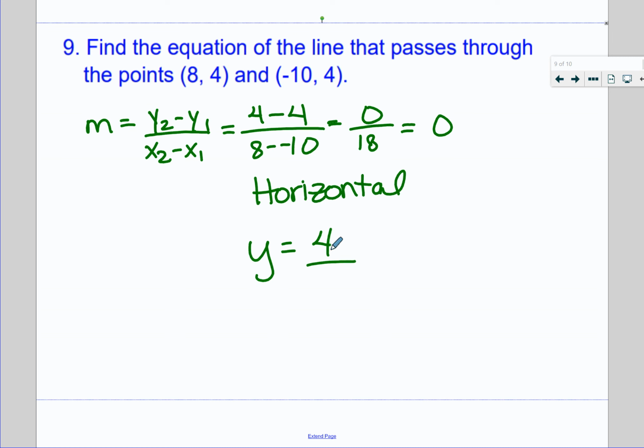Vertical line. And what do the equations of vertical lines look like? X equals a number. And you'll notice that in the points. If the y's don't change, it's a horizontal line. If the x's don't change, it's a vertical line. That's a clue. So I really didn't need to do the slope formula here if I noticed that at the beginning. Or that's a way to check it if you get something weird. All right, questions on 9.